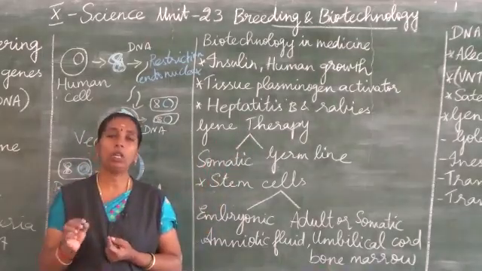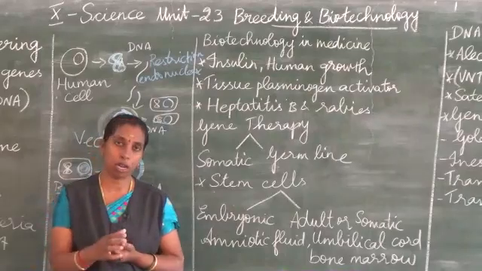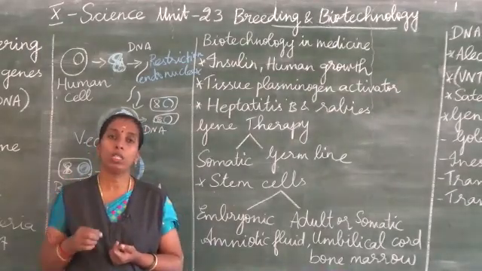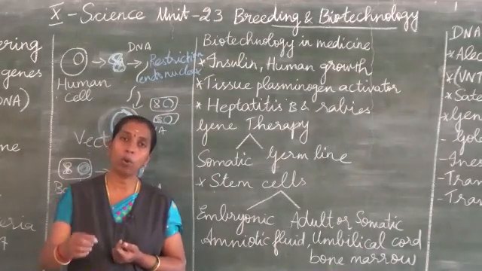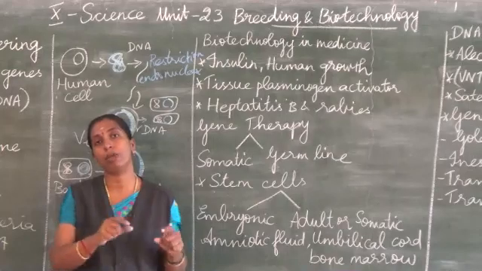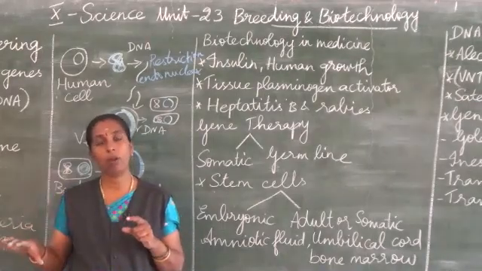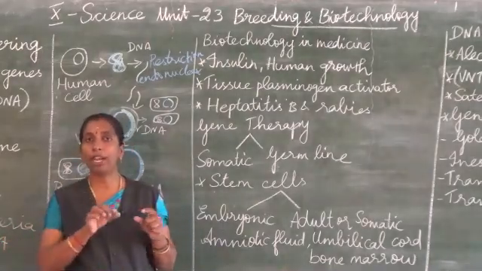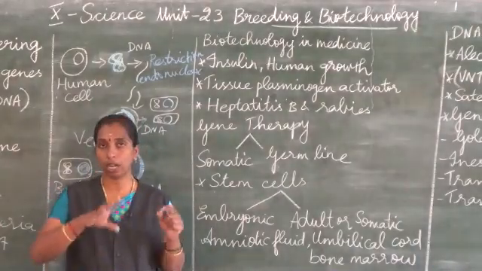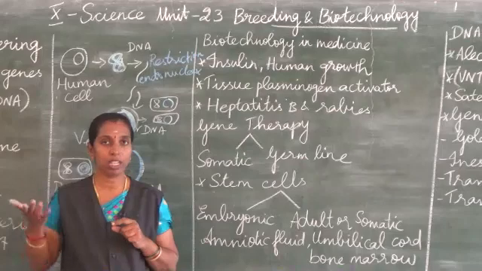So I told you each gene has its own function. One gene may be responsible for insulin production, one gene may be responsible for human growth hormone. So that particular gene will be defective. Suppose a patient is suffering from a particular disease, their gene will be defective. It has some defect in its function, that is why the patient is having such a disease.